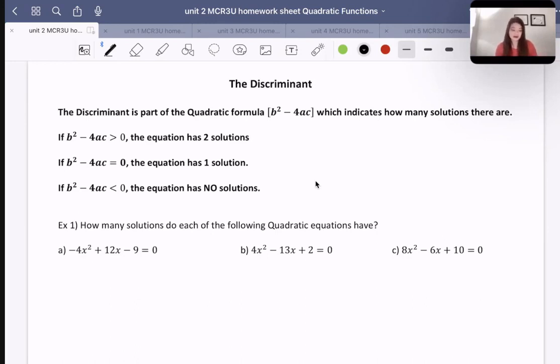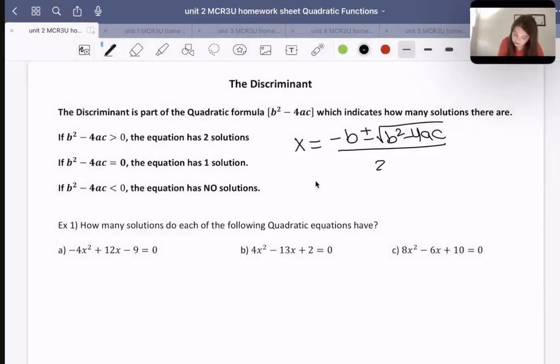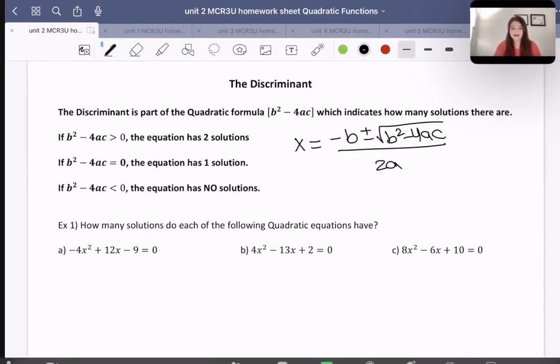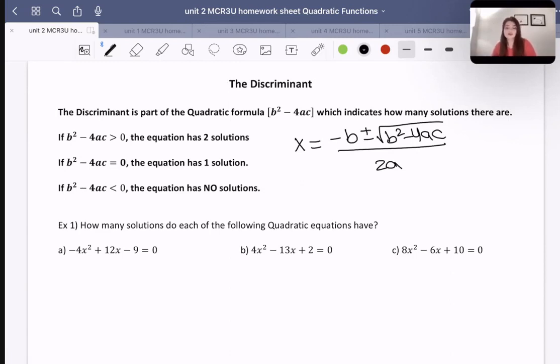Just a quick reminder of what the quadratic formula is. The quadratic formula is this formula: x equals negative b plus or minus the square root of b squared minus 4ac, all over 2a. This is a fantastic way of solving quadratic equations because the quadratic formula never fails us. It always tells us what the solutions are, or if there are no solutions, or what the one solution is if there's one solution, and it never ever fails.